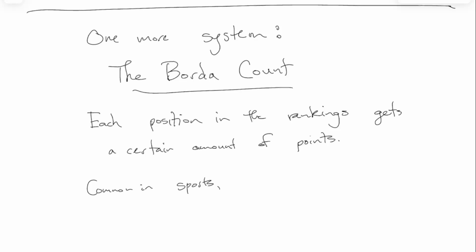This is also used in, I happen to know a little something about Mario Kart. This is how you decide who wins the trophy at the end. Each individual race, depending on which position you come in, you get a certain amount of points, and then they add up all the points. Can anybody think of any other situation where they do this? It's a reasonably common sort of thing.